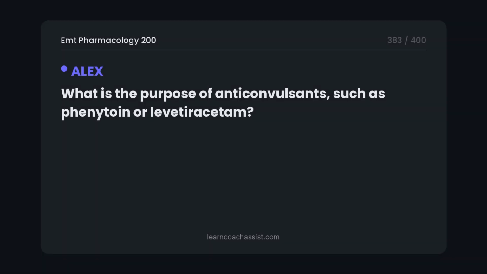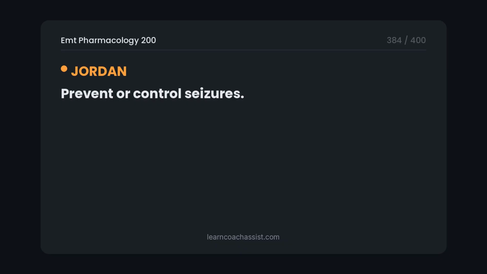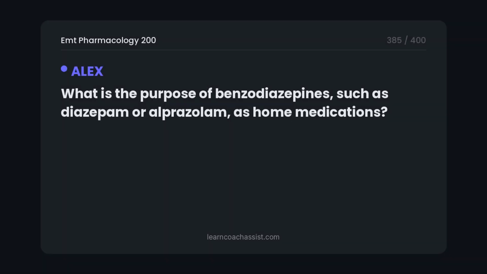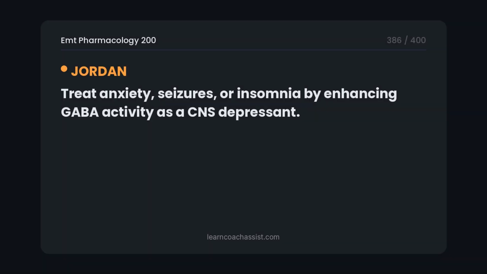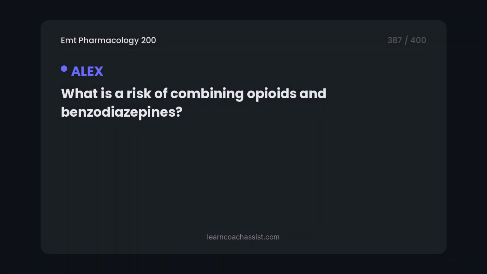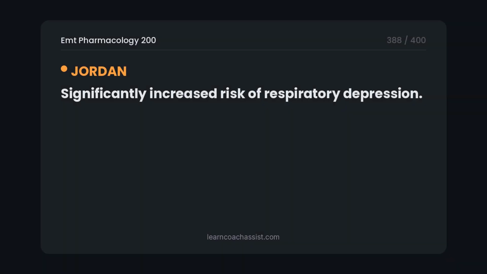What is the purpose of anticonvulsants, such as phenytoin or levetiracetam? Prevent or control seizures. What is the purpose of benzodiazepines, such as diazepam or alprazolam, as home medications? Treat anxiety, seizures, or insomnia by enhancing GABA activity as a CNS depressant. What is a risk of combining opioids and benzodiazepines? Significantly increased risk of respiratory depression.